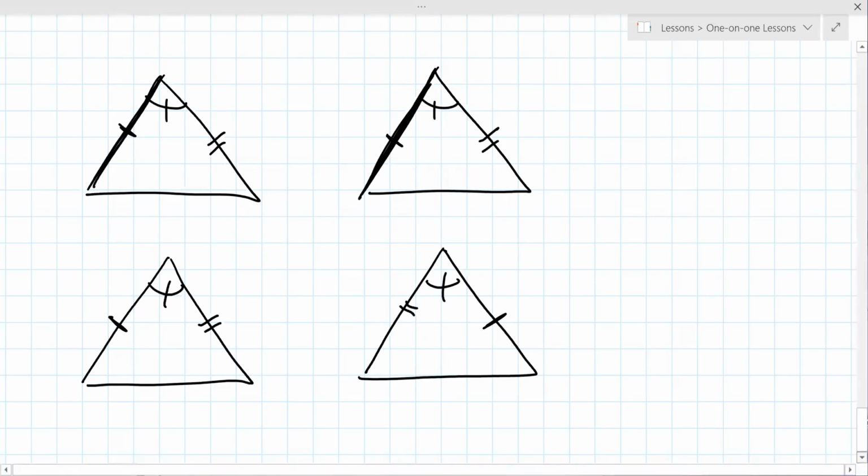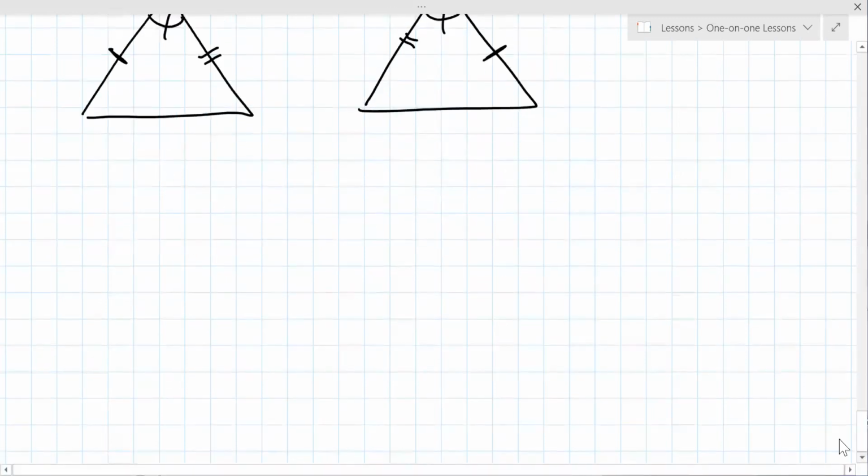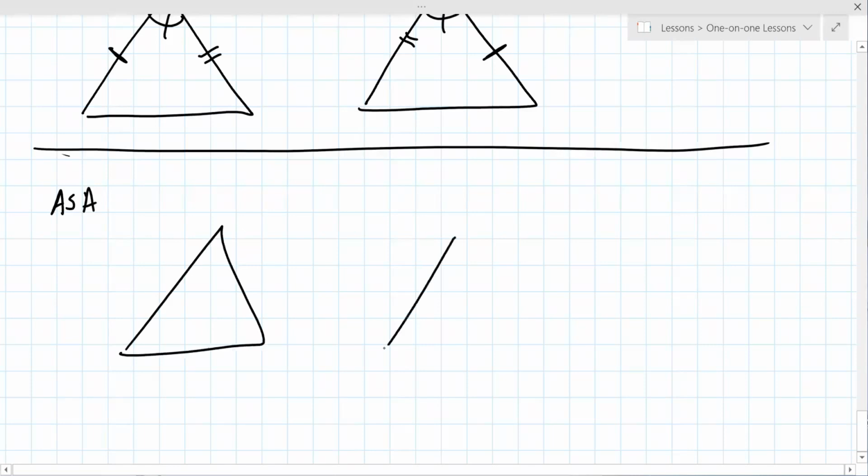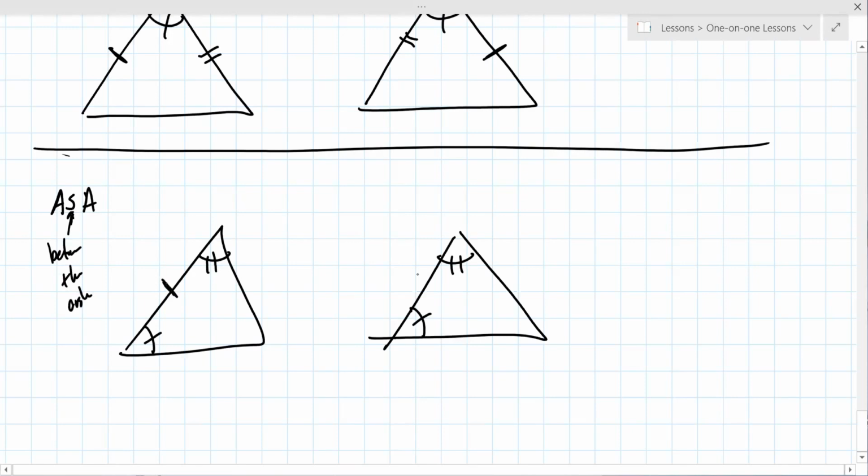Now let's go to angle, side, angle. Maybe this will make some more sense. So we have a triangle and a triangle. Let's say this angle is congruent to this angle. This angle is congruent to this angle. Well, the side has to be between the angles. So that means it has to be this side congruent to this side.